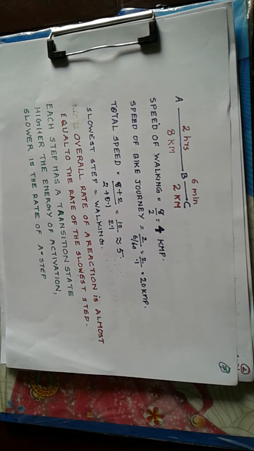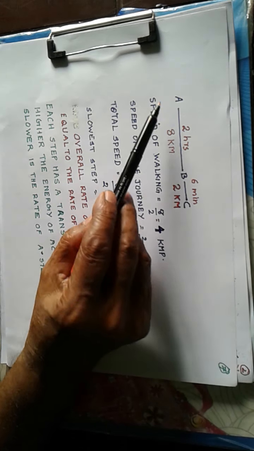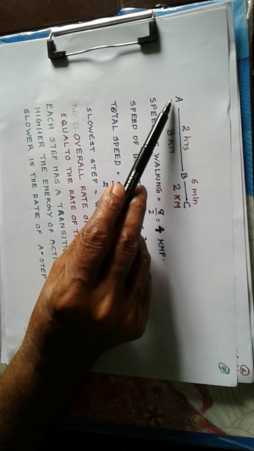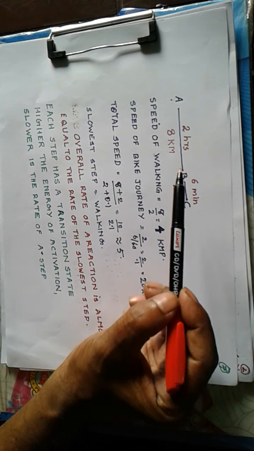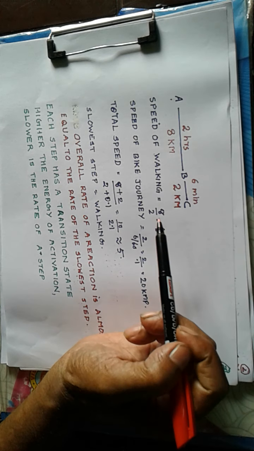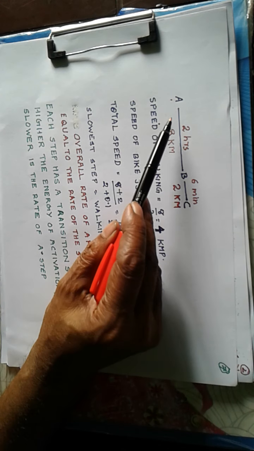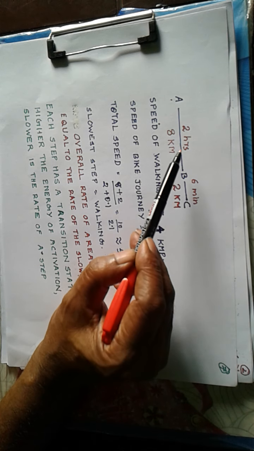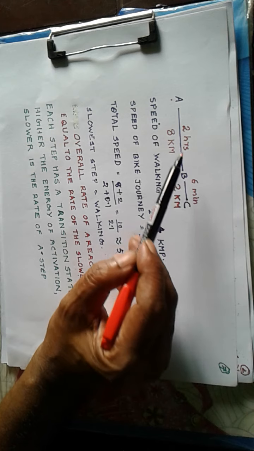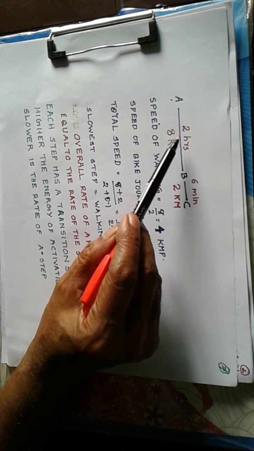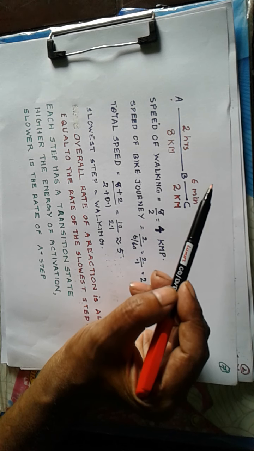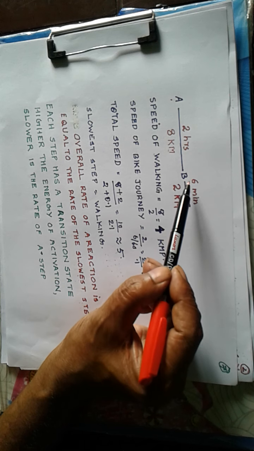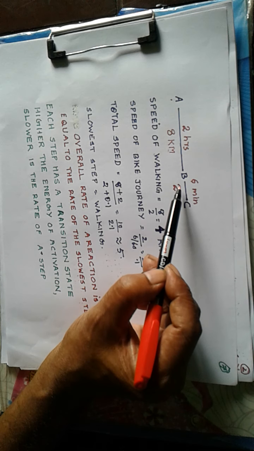Now consider your home is at point A. So you reside at point A, and your school is at C. Now you walk about 8 kilometers to point B in 2 hours. So from A to B you walk 8 kilometers in 2 hours, and at B some friend of yours picks you up on his bike and reaches the school within 6 minutes, and the distance is 2 kilometers.